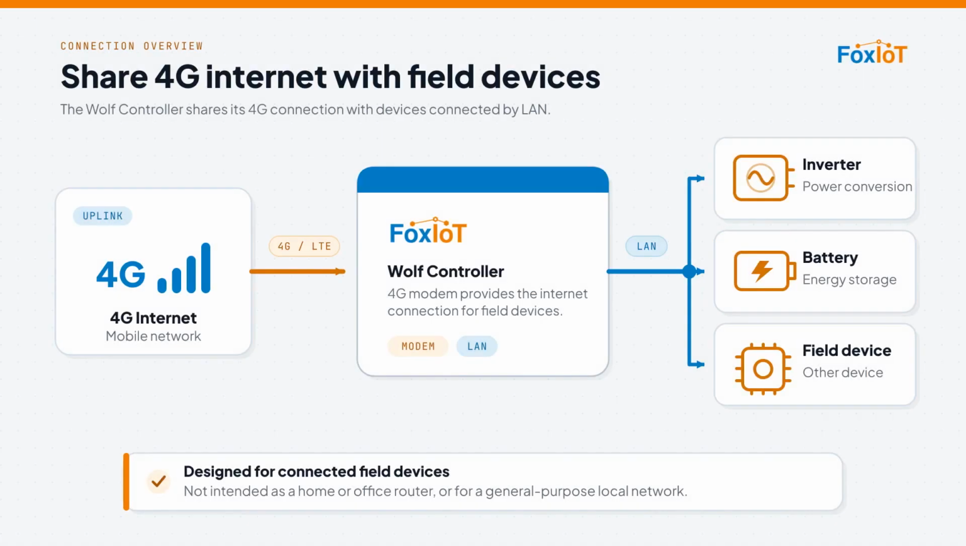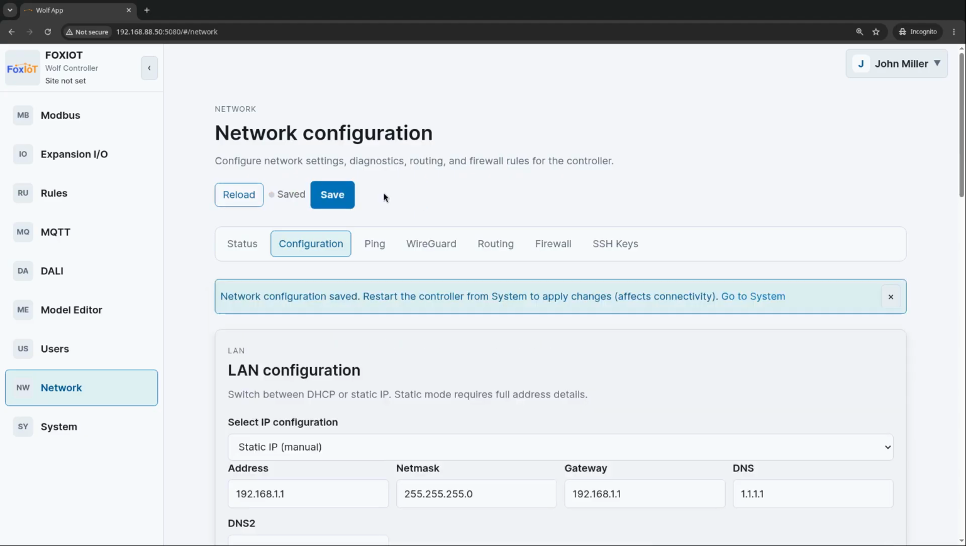The DHCP server gives an IP address to each connected device. The controller sends their internet traffic through the 4G modem. Then click Save.